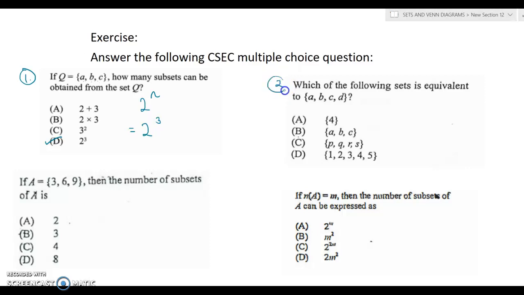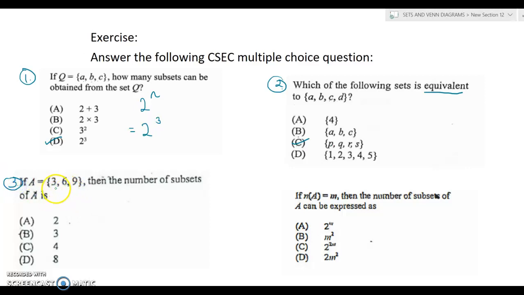Let's look at number 2. Which of the following sets is equivalent to the set A, B, C, D? Equivalent sets have the same number of members or number of elements. So which of these has the same number of elements or members? We have 1, 2, 3, 4 members. So if you look at C, we have 1, 2, 3, 4 members as well. Those are equivalent sets.